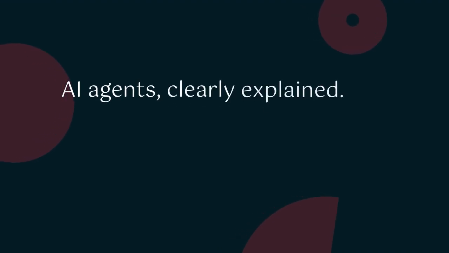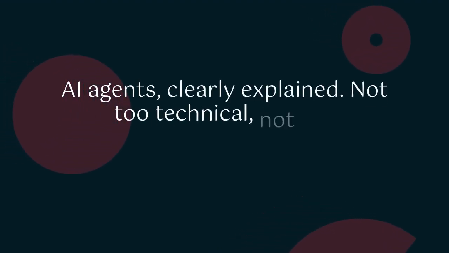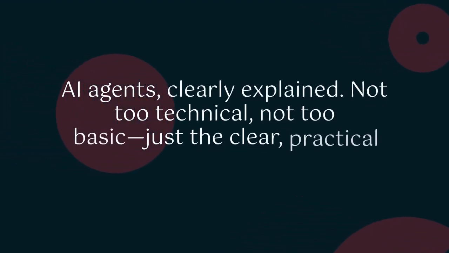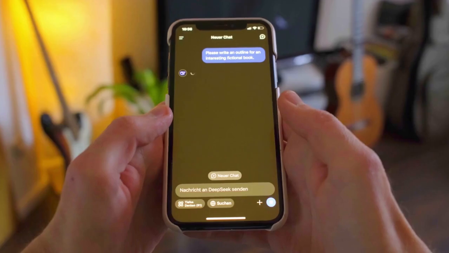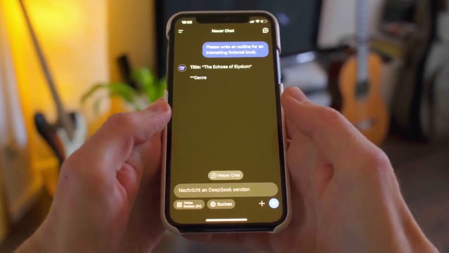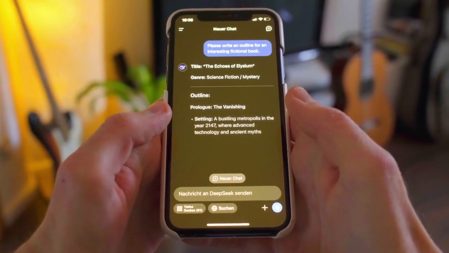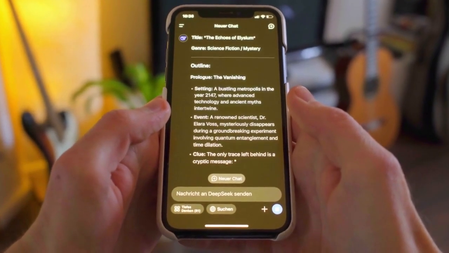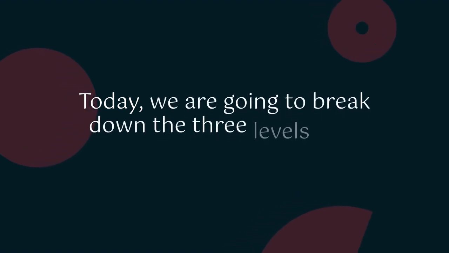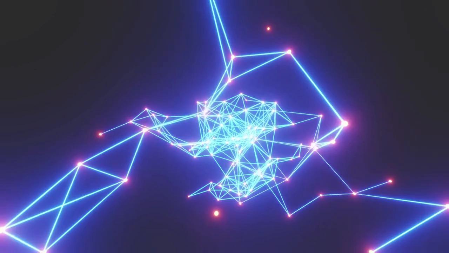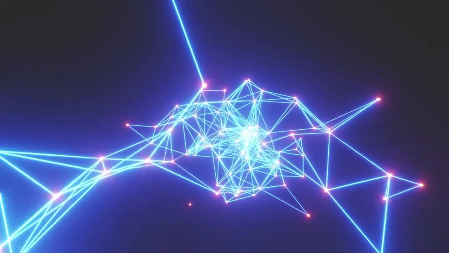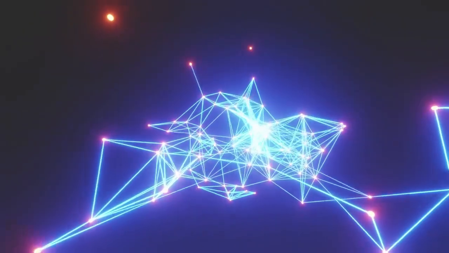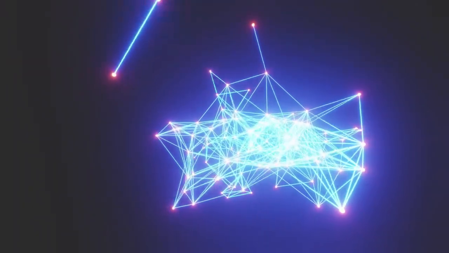AI agents clearly explained. Not too technical, not too basic, just the clear, practical guide you need. Have you ever wondered how artificial intelligence evolved from simply writing poems to planning entire workflows for you? Today, we are going to break down the 3 levels of AI intelligence. We will move from basic chatbots to fully autonomous agents, using simple, real-world examples to make everything crystal clear.